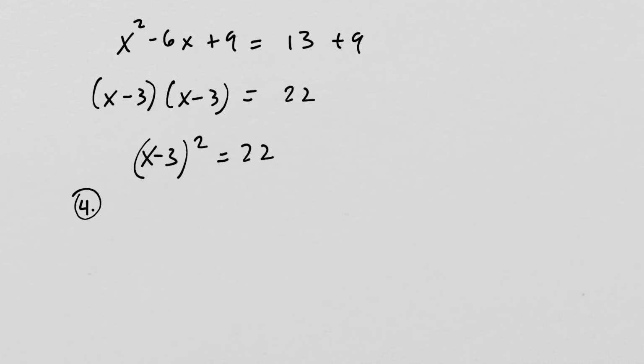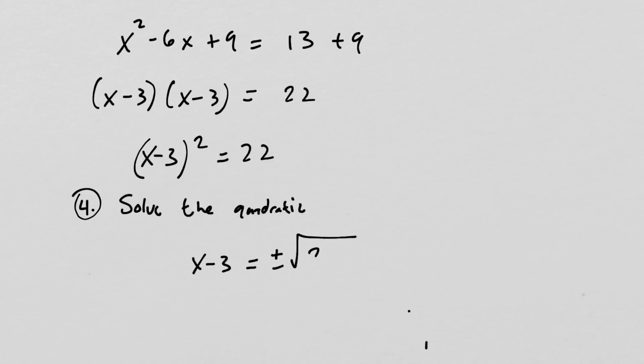Then, in step 4, we just solve the quadratic equation. Taking the square root of both sides, we'll end up with x minus 3 is equal to plus or minus the square root of 22, which means x is equal to 3 plus or minus the square root of 22. Let me go ahead and note that the method of completing the square was done in steps 1 to 3.